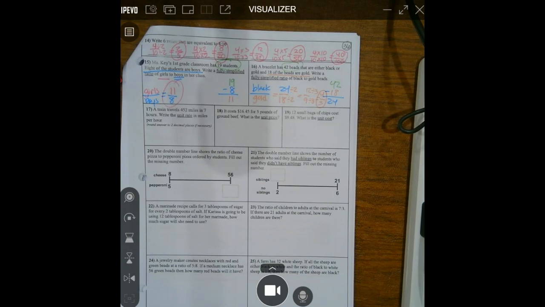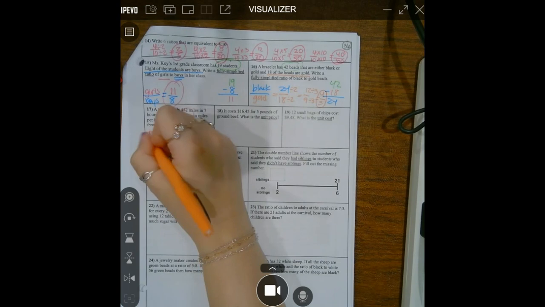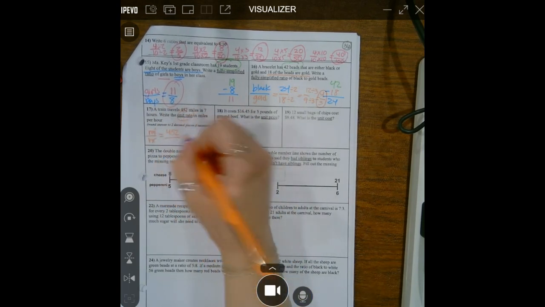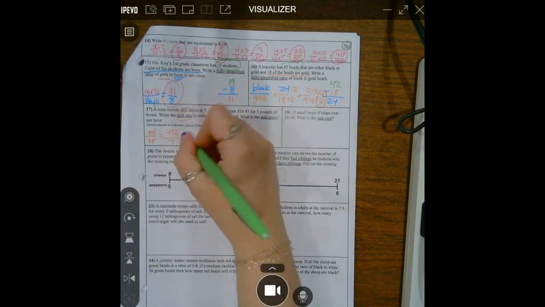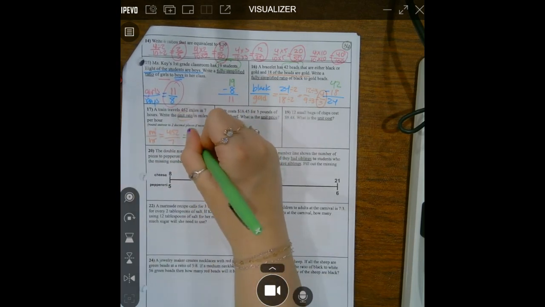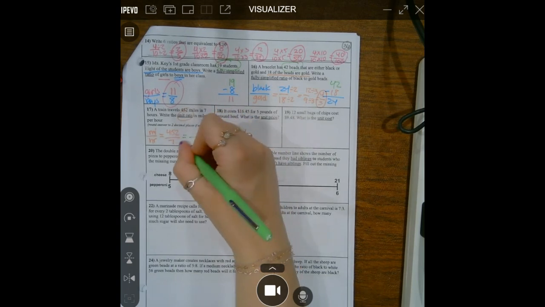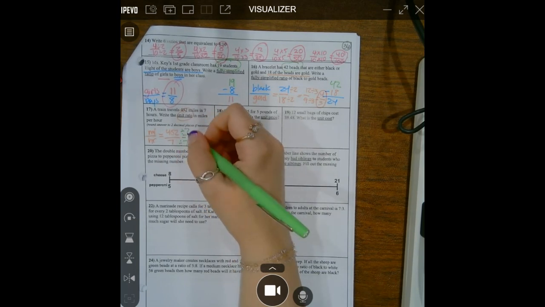All right, next one says a train travels 452 miles in 7 hours. Write the unit rate in miles per hour. Okay, so miles was 452, and they did that in 7 hours. To find the unit rate, that means they want the denominator to become 1. So how do you go from 7 to 1? Yeah, you divide it by itself. You could do that as long as you do the same thing on top. So what's 452 divided by 7?